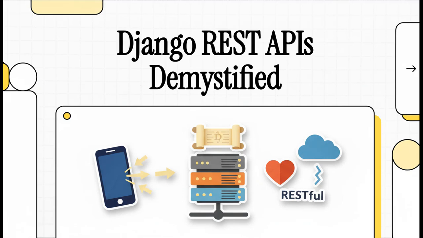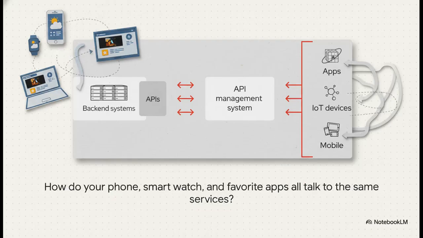All right, let's talk about something we all take for granted. You ever wonder how your phone, your laptop, your TV, how they all seem to know what the others are doing? It feels like magic, right? Well, today we're going to pull back that curtain and demystify it using some amazing ideas from the book Django REST APIs Demystified. I mean, really think about it for a second.